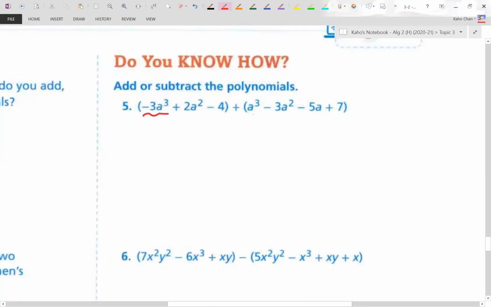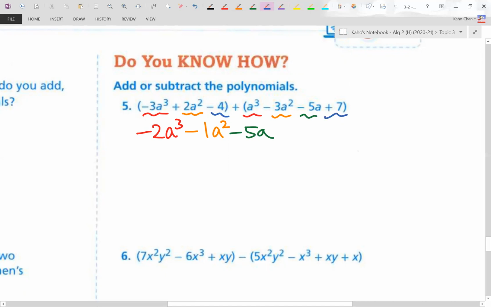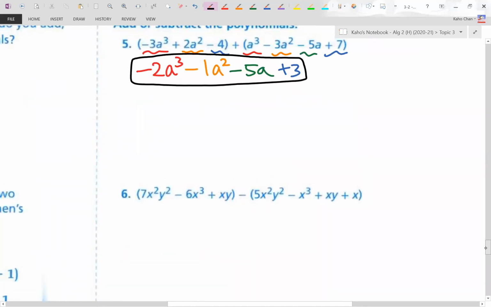We have some like terms here. Negative 3 plus 1. That was easy. 2 minus 3. Nice. Ooh, we don't have any a's anywhere, so that's by itself. But we do have constants, negative 4 plus 7. And there it is, yay. There's my answer for number 5. Any questions on number 5?